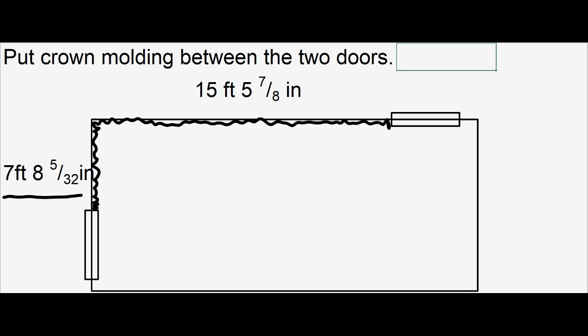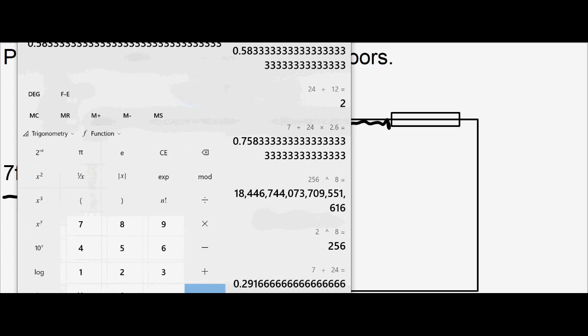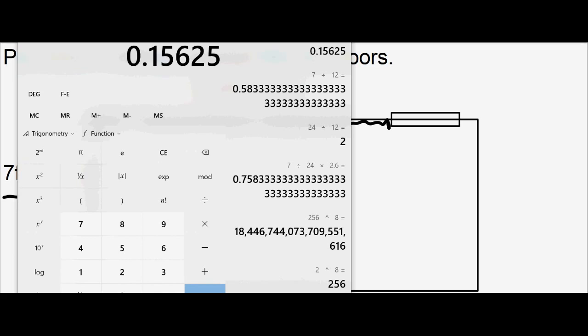I'm going to start with 7 feet, 8 and 5/32 inches. And I'm going to start at the very end. I'm going to take my 5/32, and as we know, we can put that in. 5/32 is actually a division problem. We're going to take 5 things and divide it between 32 people. Each person is going to get 0.15625 of whatever we're dividing, in this case inches.